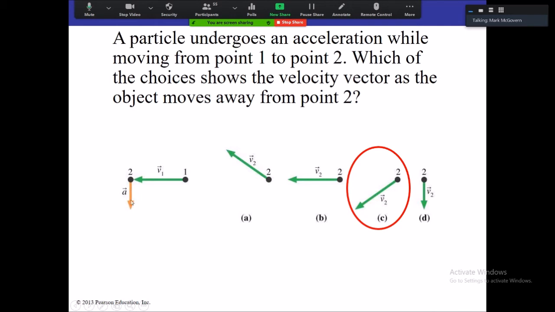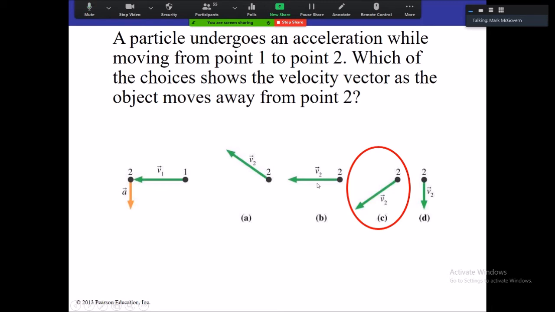So when this acceleration vector is applied, it will not change the x direction motion at all. It will instead introduce a y component to the velocity vector. So we would expect the vector to now point down and to the left. And so A doesn't work because A now shows an upward velocity, which the acceleration is not doing.